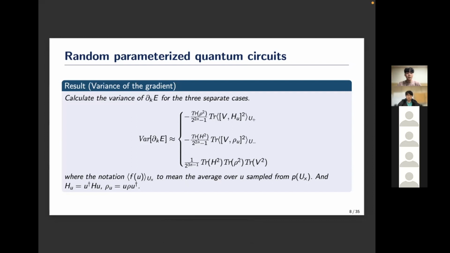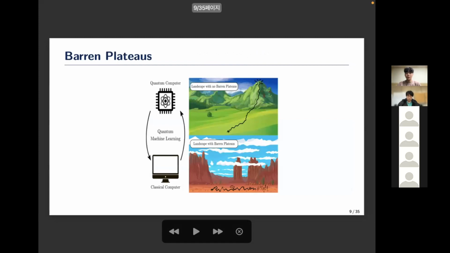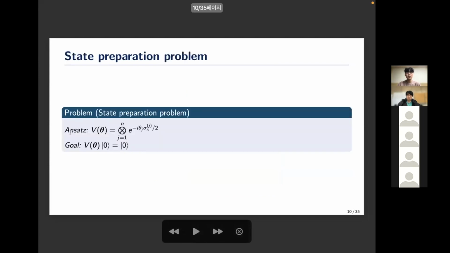In all cases, the gradient of the objective function decays exponentially as the number of qubits grows. If the gradient of the cost function is almost 0, it's hard to optimize the cost function. This phenomenon is called barren plateaus. The figure in the slide shows that it's hard to train when there are barren plateaus. Now, I review the main paper.